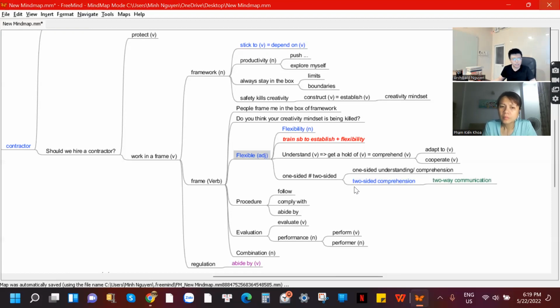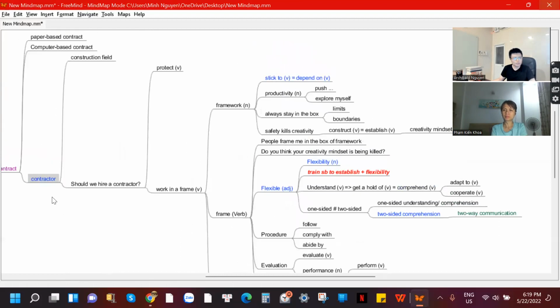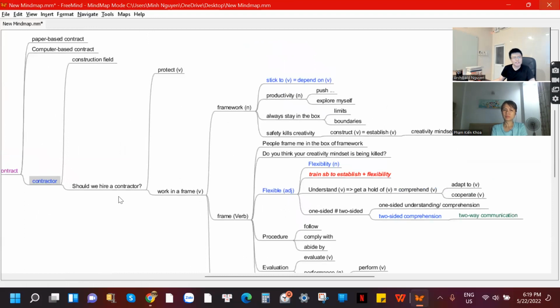So let's get back to the brand map. We are speaking of flexibility, in the way that we think, in the way that we comprehend things. Because right here, we speak of the contractor. Why do we need to hire a contractor? People in Vietnam work in a firm a lot because they belong to the company. All the benefits come to the pocket of the company. So we need to work in a firm.